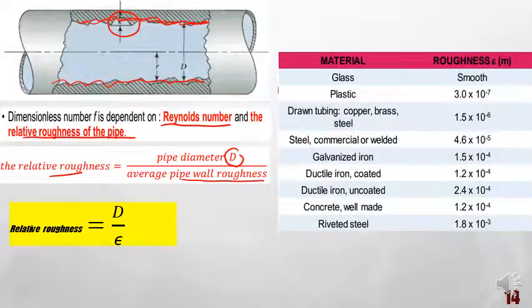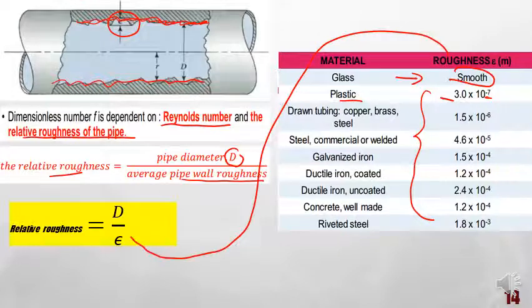Here we have a list of different materials with their values of surface roughness. If you can see here, glass doesn't have any surface roughness because it is categorized as having a very smooth surface. Plastic does have surface roughness, but it's quite small, see, it's 10 to the power of -7. So we need to include this parameter in order to calculate the relative roughness of a certain surface of the pipe.